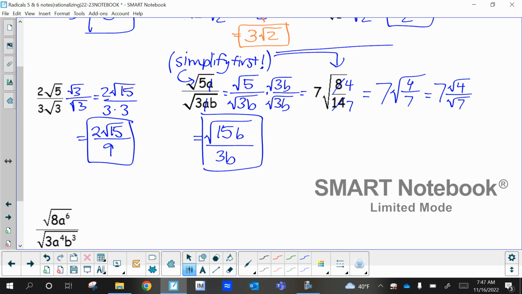Again, simplify first. What do you notice you can simplify? When you can simplify first, it makes life a little bit easier and you don't have to simplify as much at the end, okay? But what is the square root of 4? Y'all should realize, oh, that's just a 2. So then you have this. Now you still have a radical in the denominator. So what do we do next?